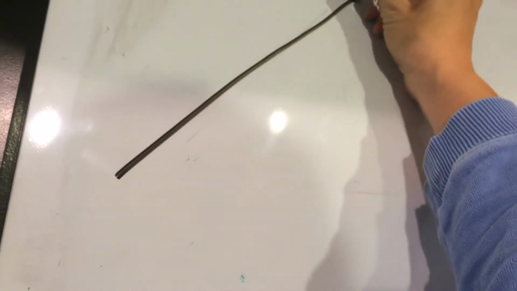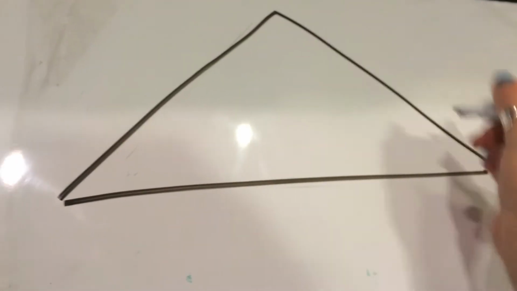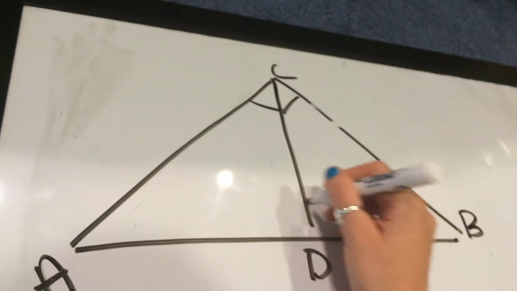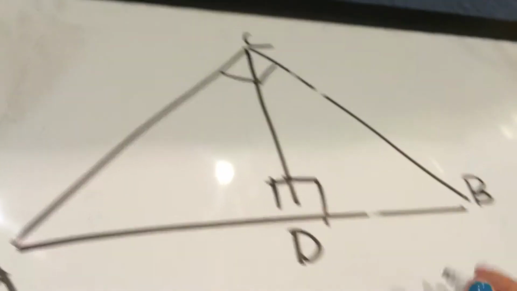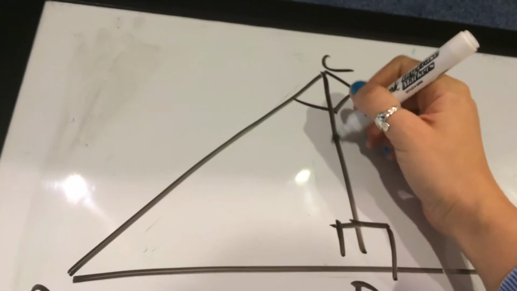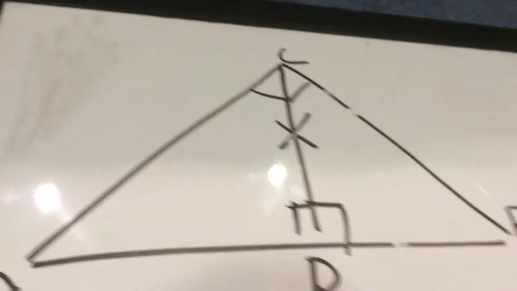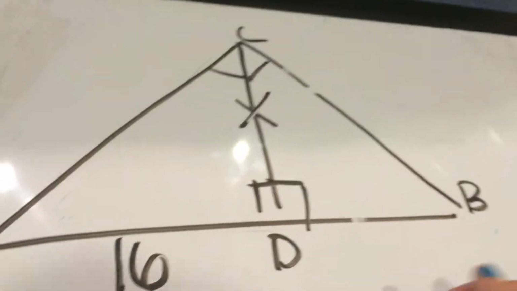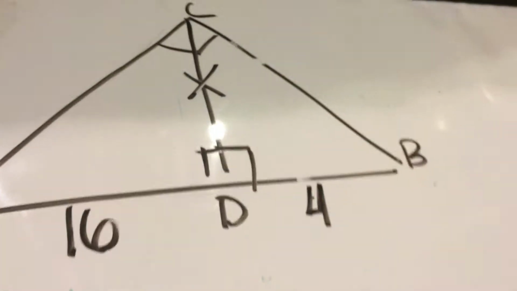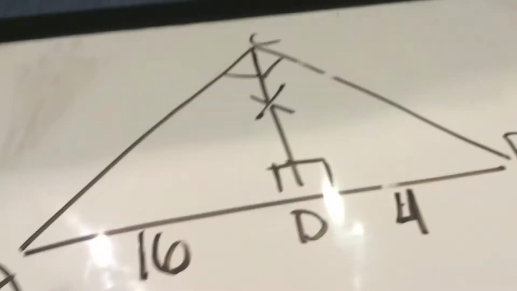Now, we are going to solve two problems right now. We've got my beautiful triangle. We've got A, C, B, a right angle, and D, right angle. So this is the first theorem I talked about, the one where they're giving us the altitude. My altitude is going to be X. From A to D is 16, and from D to B is 4. I need to find what X is.